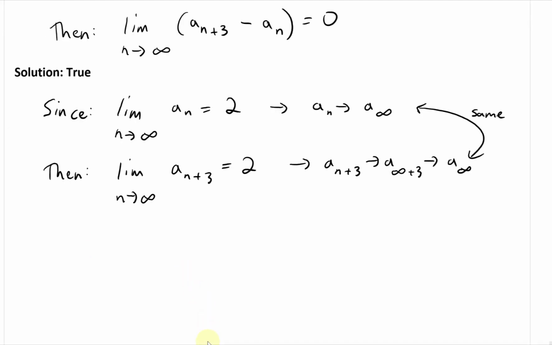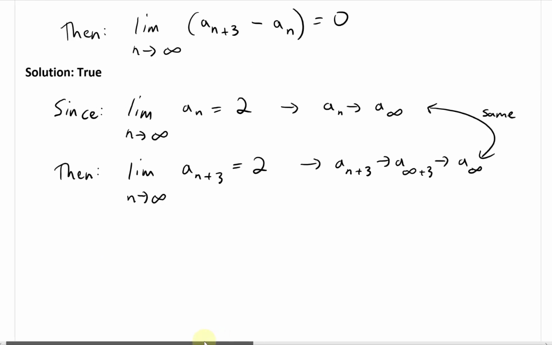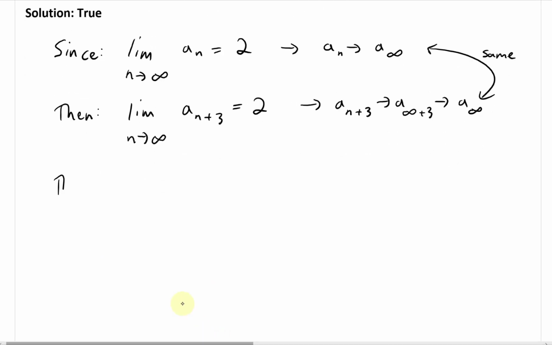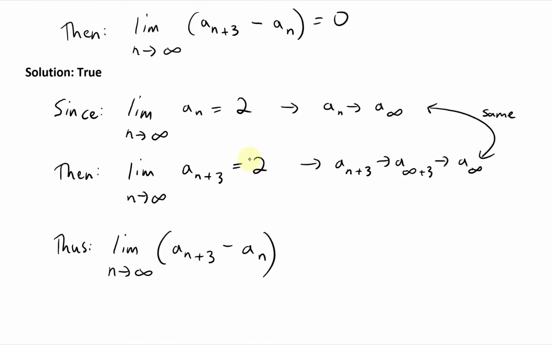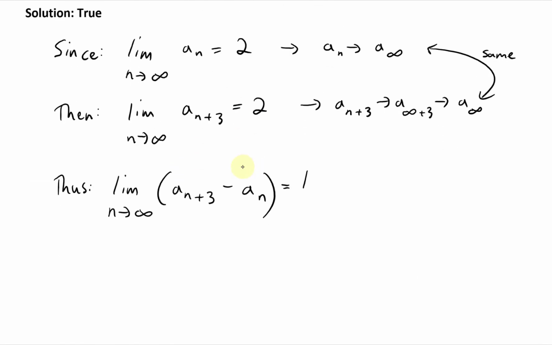Alright, so thus what we have is, let's move the center. Thus, we have the limit as n approaches infinity of a_n plus 3 minus a_n. This just equals, by our limit rules, the limit of both. You could write these together.